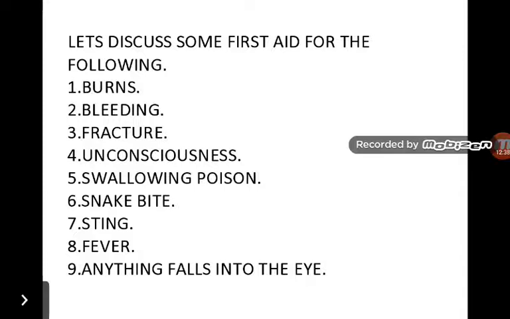Because if you make him swallow a lot of salt water, he will feel like vomiting. And if he vomits, the poison will come out automatically. This is a very important first aid to know.